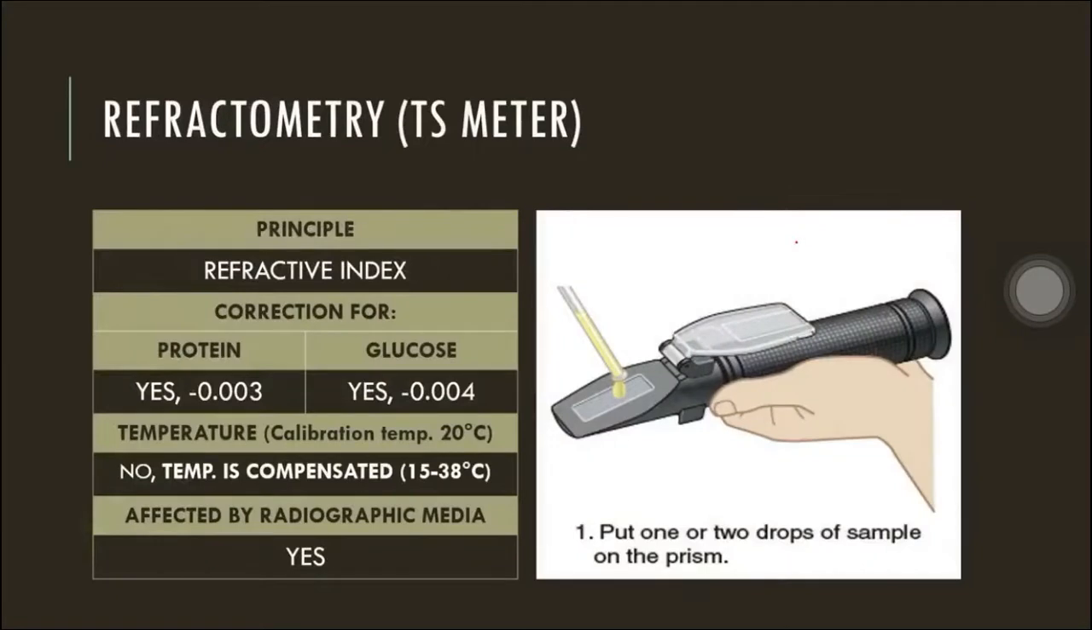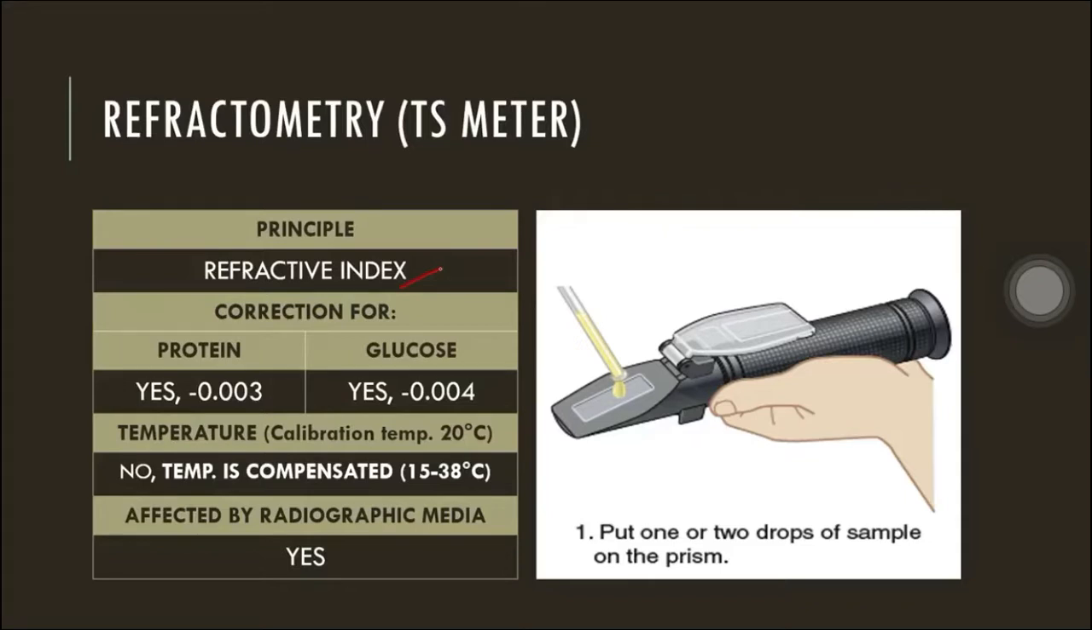Next, we have refractometry, or TS meter, or total solids meter. The principle of refractometry, just from the name itself, uses the principle of refractive index. What is refractive index? Refractive index is basically a comparison of the velocity of light in air over the velocity of light in a solution, in this case, a urine sample.